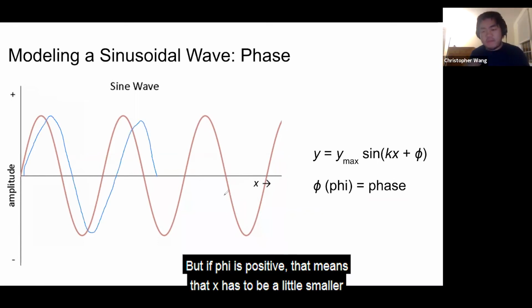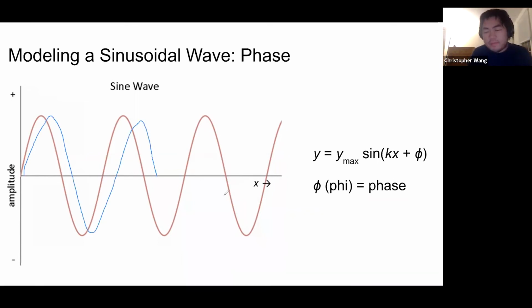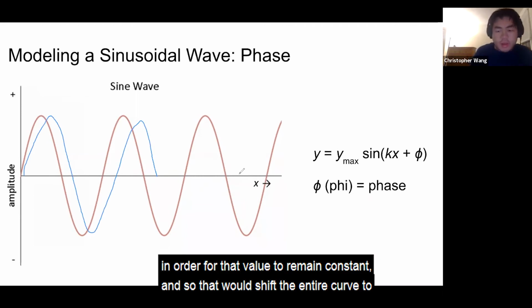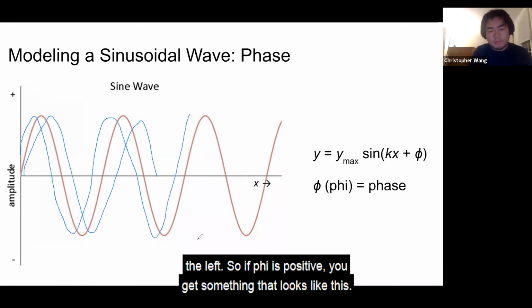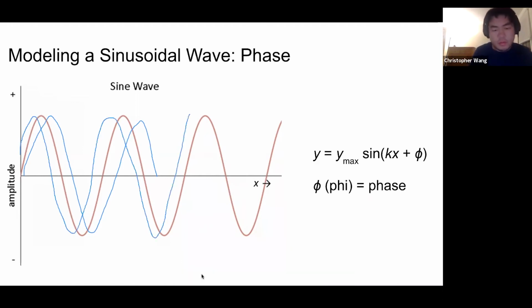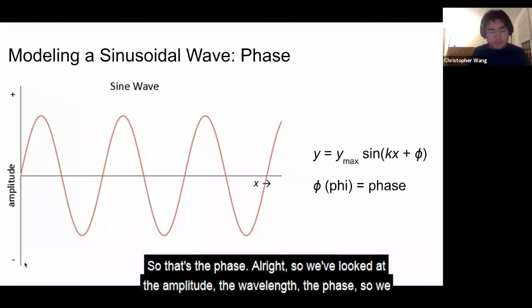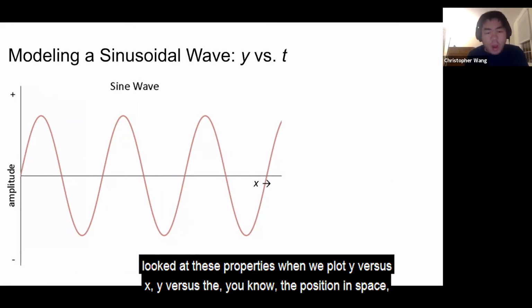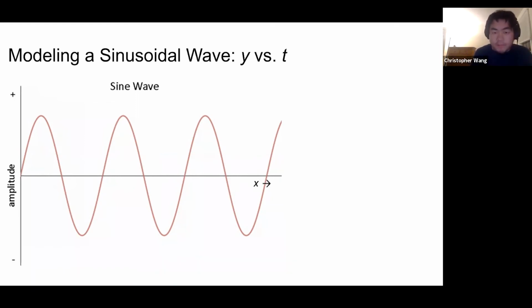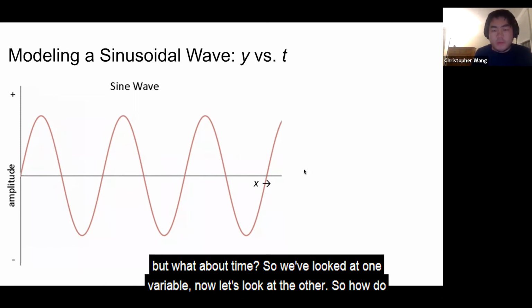But if phi is positive, that means that x has to be a little smaller in order for that value to remain constant. And so that would shift the entire curve to the left. So if phi is positive, you get something like this. So that's the phase. Okay, so we've looked at the amplitude, the wavelength, the phase. We've looked at these properties when we plot y versus x, y versus the position in space. But what about time? We've looked at one variable. Now let's look at the other.